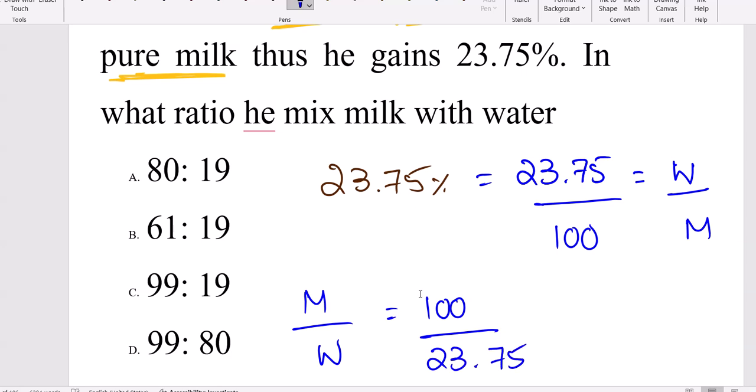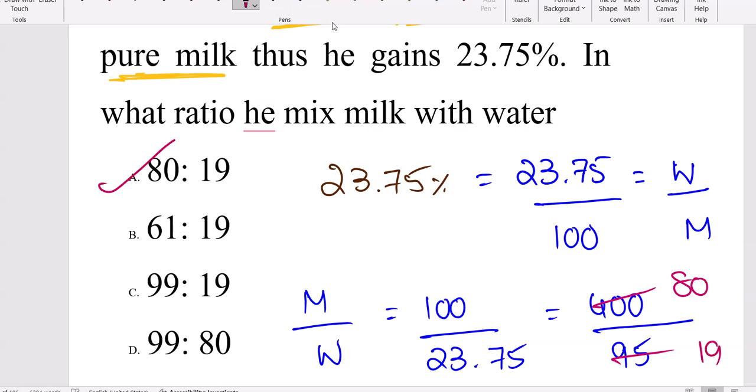See, generally a ratio should be in integers, not in fractions. But the water value here is 23.75. If I multiply by 2, one decimal will still be there, so I multiply by 4. The numerator becomes 400. The denominator: 23 into 4 is 92, and 0.75 into 4 is 3, so 95 comes in the denominator. Now 400 by 95 is 80 by 19. Option A.